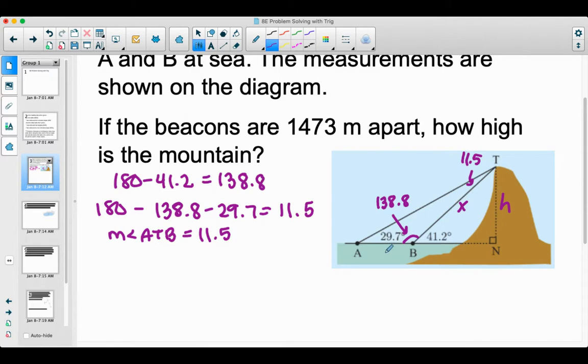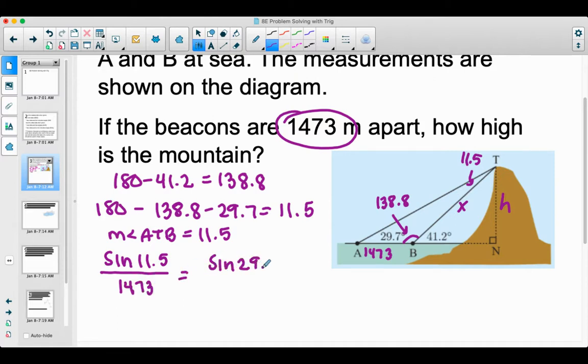So now I know the three angles, and I also know that AB is 1473. It told me that right up here. And so I can use my sine rule to find this x right here. So I would have the sine of 11.5 is to 1473 as the sine of 29.7 is to x.